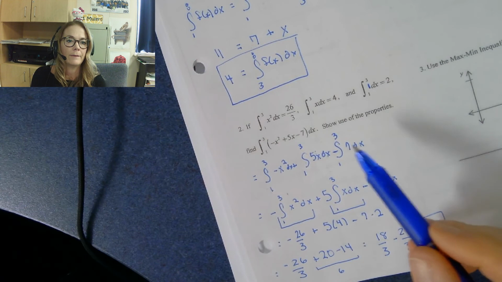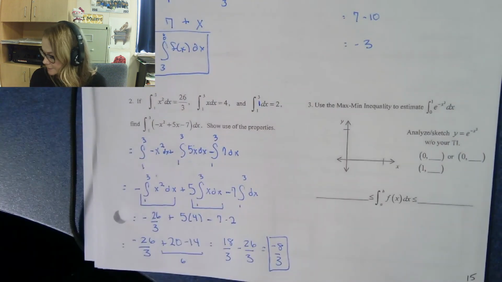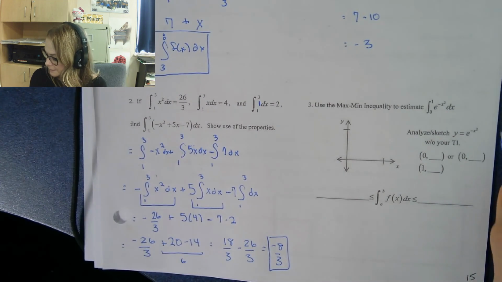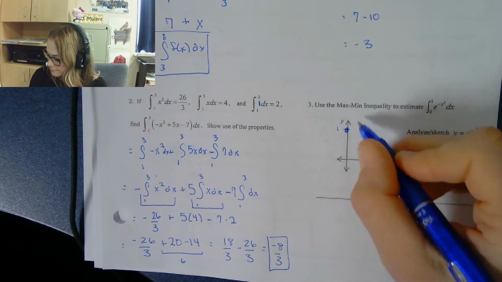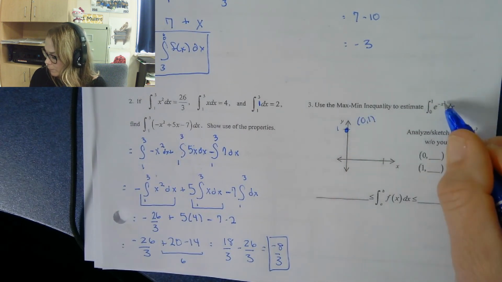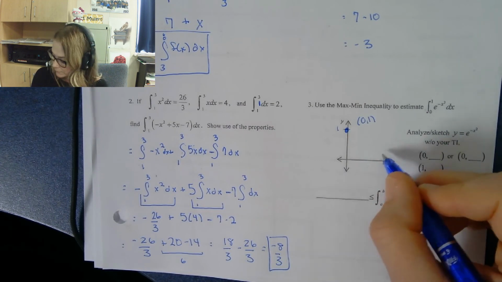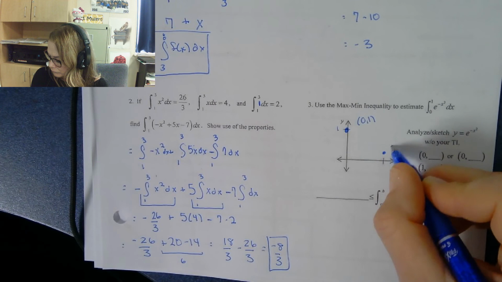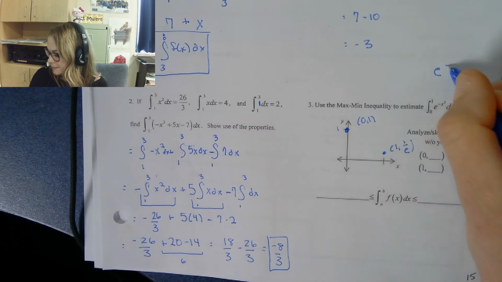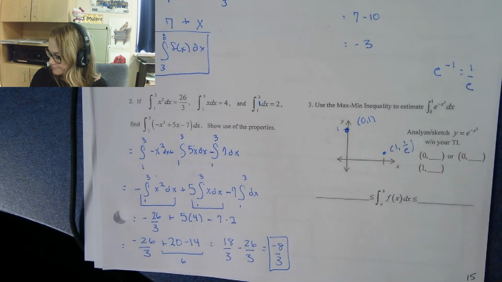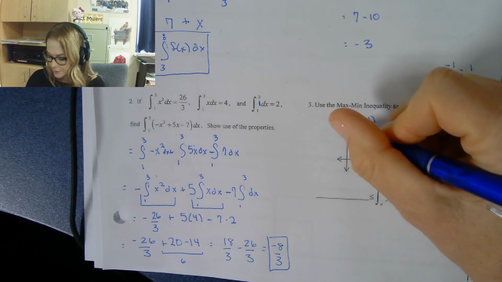All right. Yep, that was a minus, that's a minus, that's a minus. Okay, use the Max-Min theory to estimate. So in terms of this graph, let's look at 0. Anything to the 0 power is 1, so the graph will be at 0, 1. And if I put 1 in here, e to the negative 1 will be 1 over e. So e to the negative 1 is just 1 over e. Okay, so whatever's happening here, this curve.